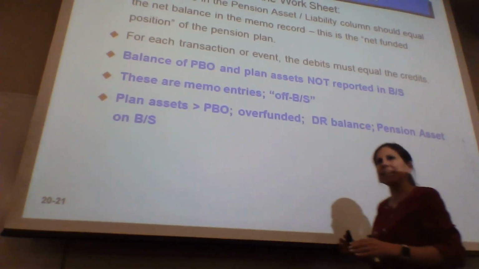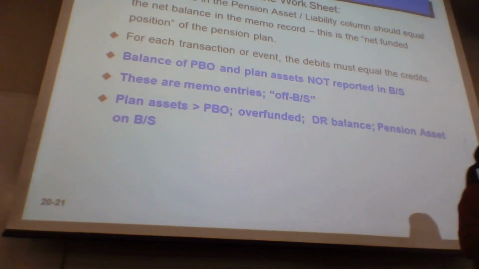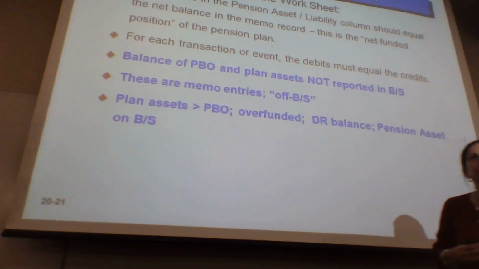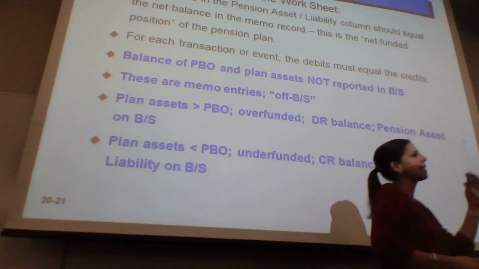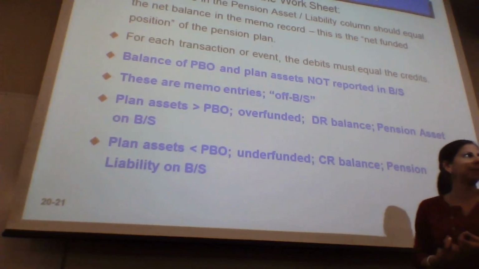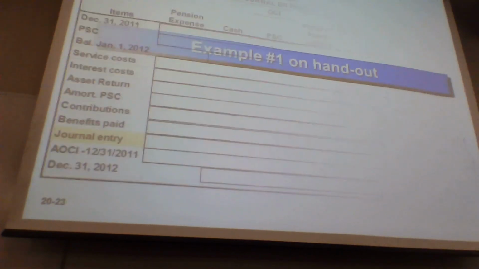If the plan assets are greater in value than the plan liability, the obligation, it's considered overfunded, a net debit balance, so we will see a pension asset appear on the balance sheet for that company's financial statements. If, however, the plan assets do not meet the obligation, they're less than the obligation, it's considered underfunded, a net credit balance, so we would see a pension liability show up on the balance sheet of this company. All right, so let's do example number 1. I'm just going to quickly write all the information up here on the board again.